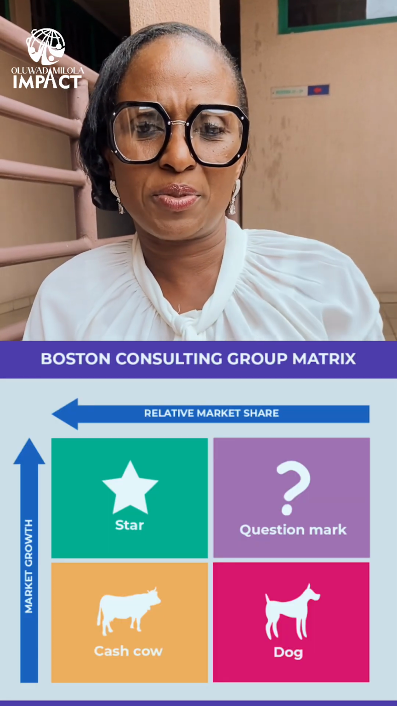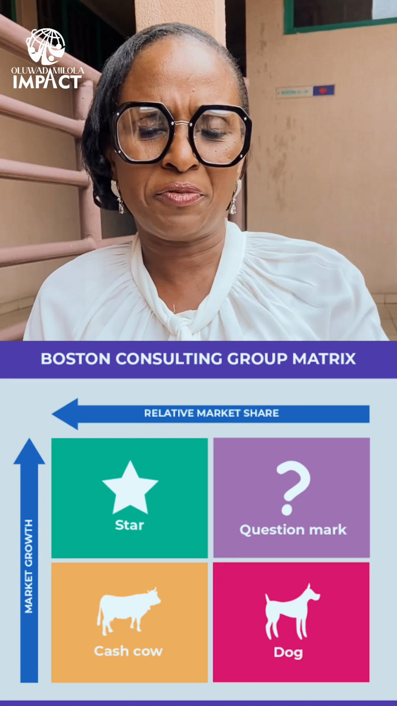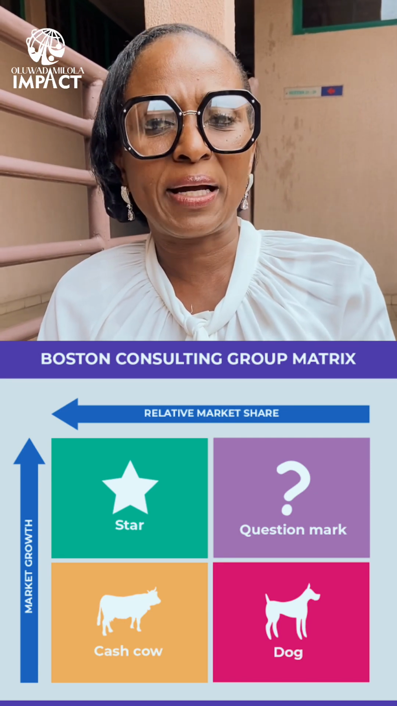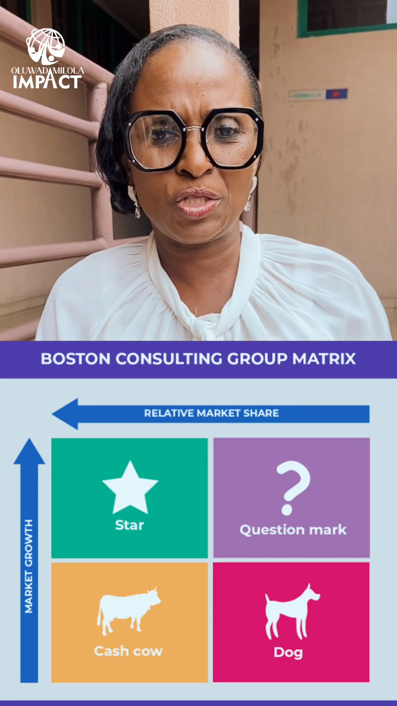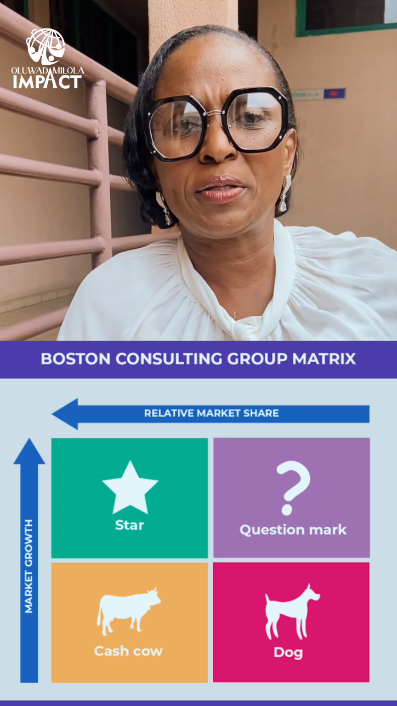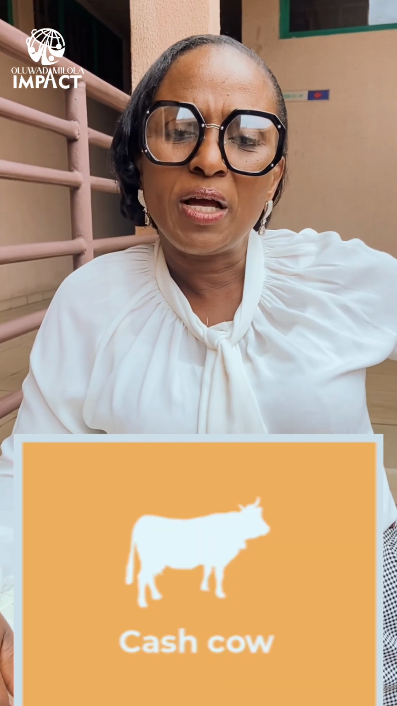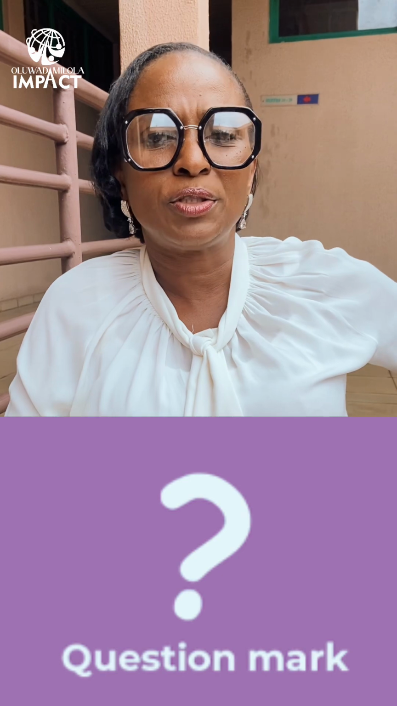So in that matrix, we have 4 columns. You have the business growth line, and you have the market share line on the graph, which you are seeing on the screen right now. So in the 4 columns, we have what we call the cows, we have what we call the star, we have what we call the question mark, and we have what we call the dogs.